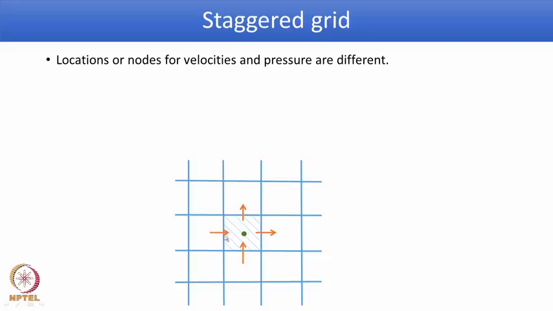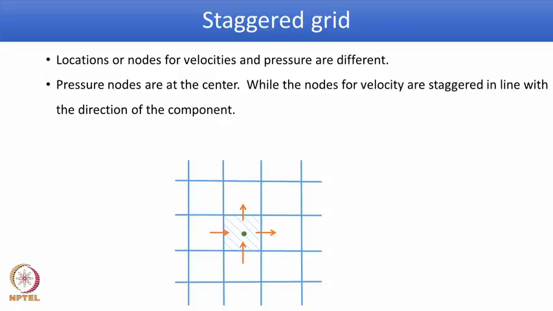So, u velocity variables are stored on the vertical line at this place, which is half cell distance from the center in the x direction. Similarly, v velocity variables are stored on the horizontal line as shown here, which is half cell distance in the y direction from the center of the cell. So, you have 3 locations, one for each velocity and one for pressure or scalar, whereas in the co-located arrangement you have the same location.